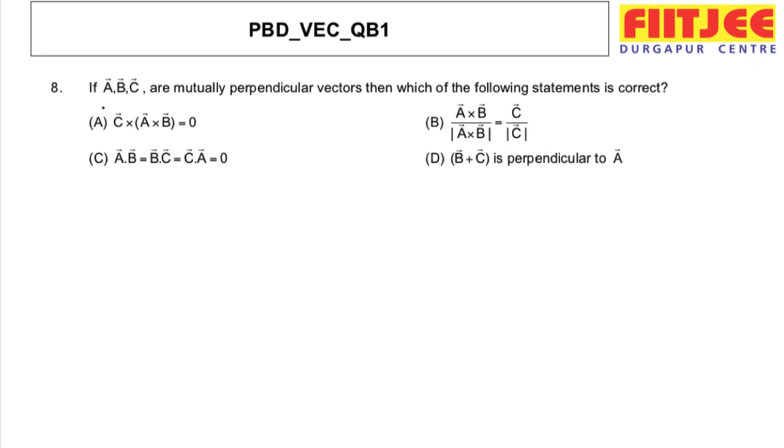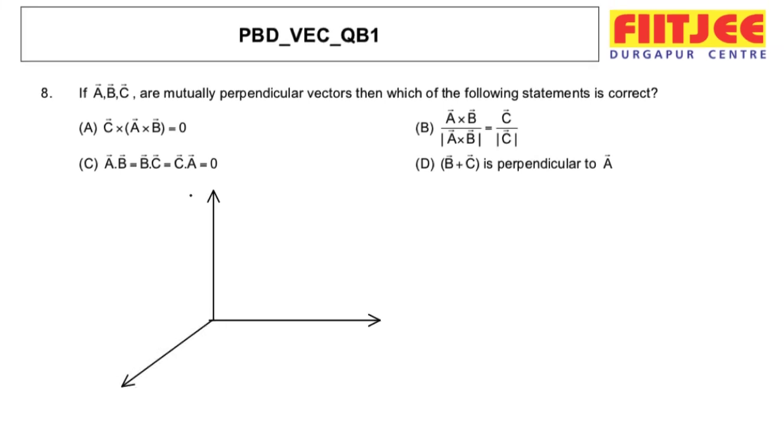In this question it says if A, B, C are mutually perpendicular vectors, then which of the following is correct? First let us draw three mutually perpendicular vectors. Let us name them A vector, B vector and C vector. Now A cross B is definitely perpendicular to A vector or B vector, so A cross B will lie along this line. It can be directed along C vector or opposite to the C vector.